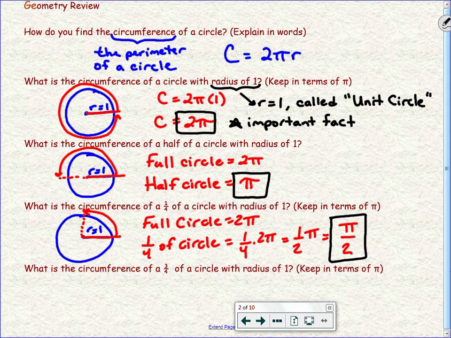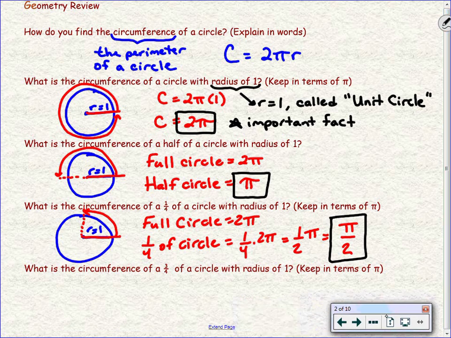Okay, and then finally our last one. Get this out of the way. 3/4 of a circle.